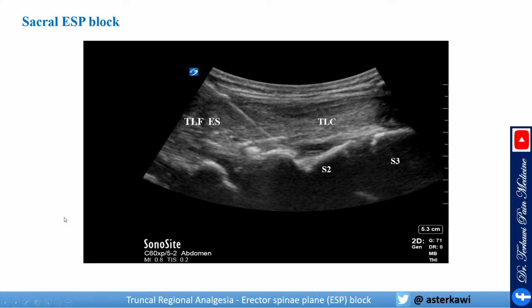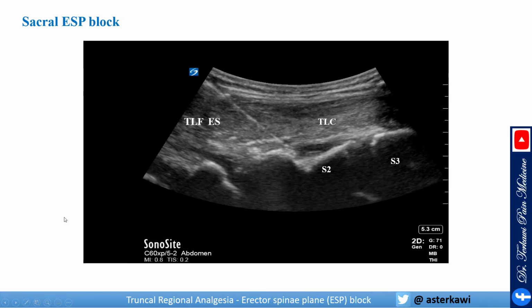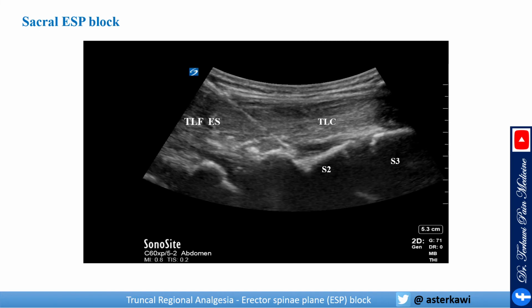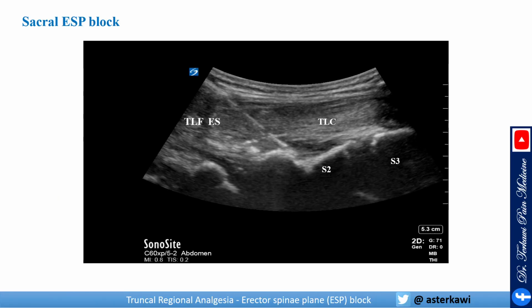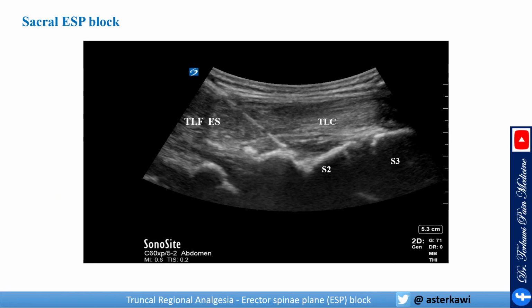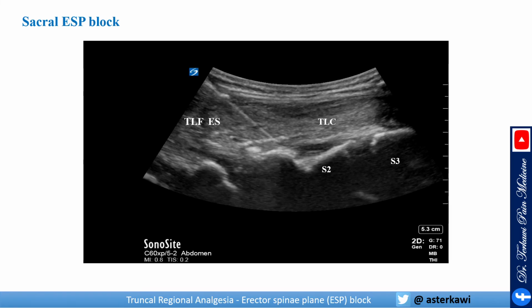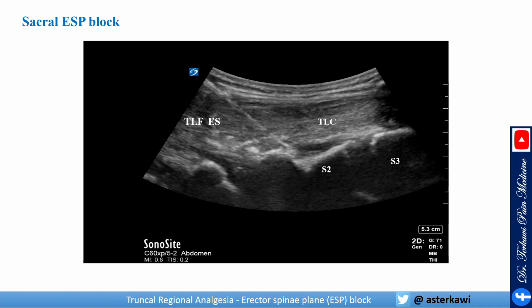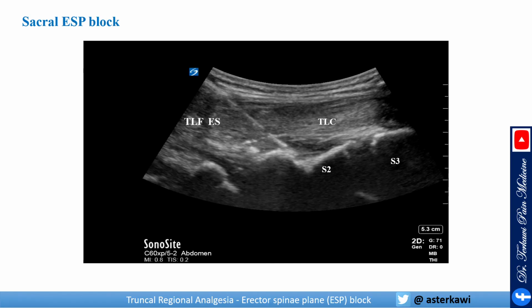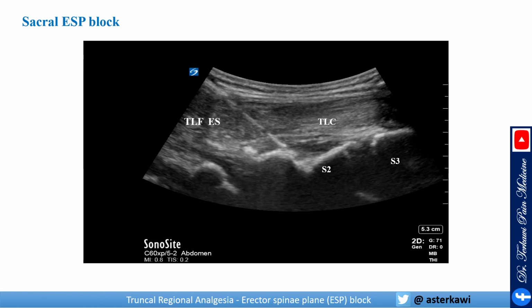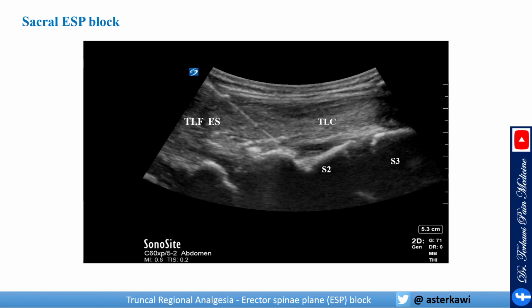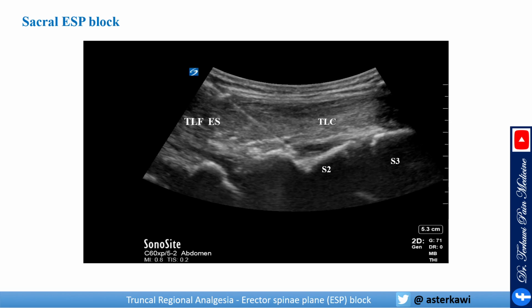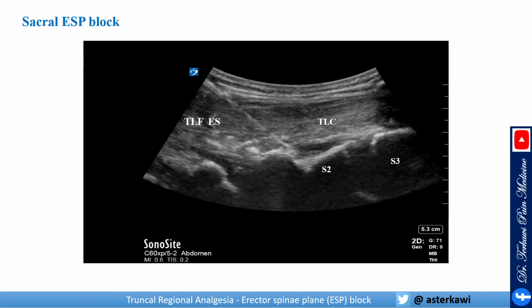So here you have the needle at the S1 level, and as you see, you don't want to go into the foramen here, so he pulled back a little bit to see the separation of the muscle. So this is what you would like to see. This is the classic separation here.